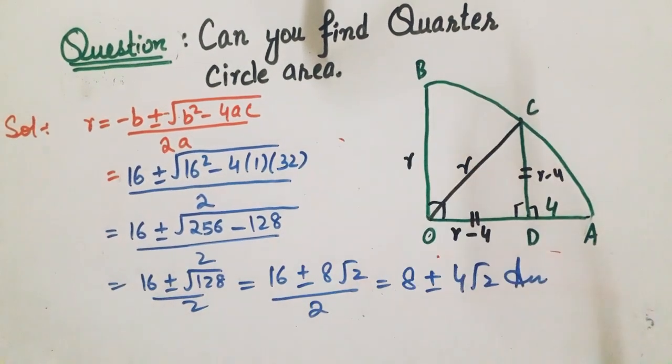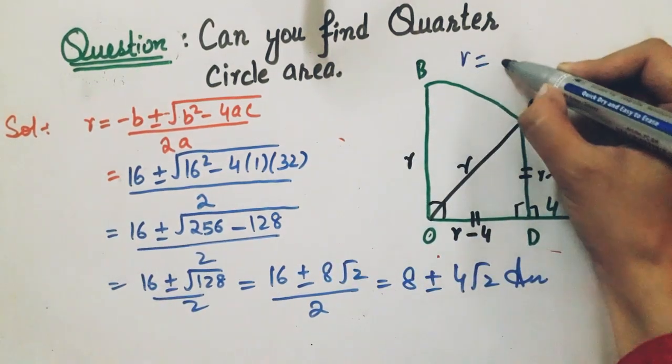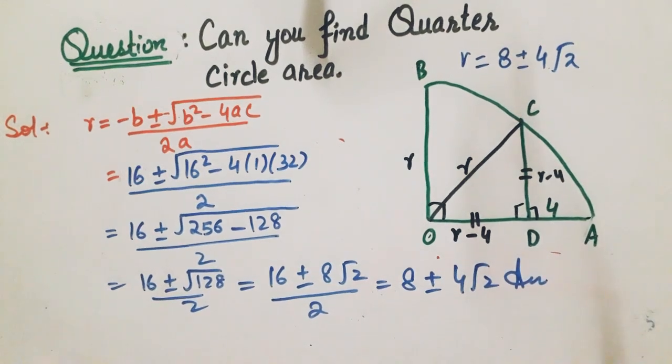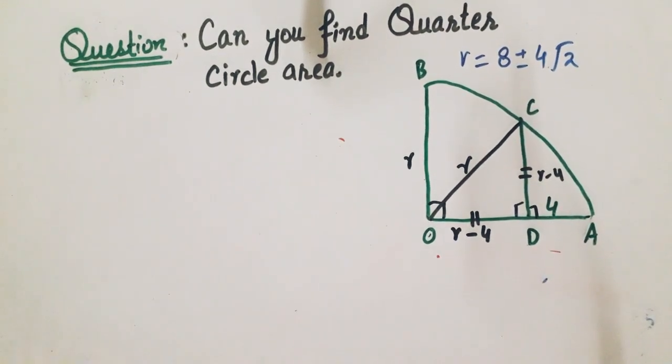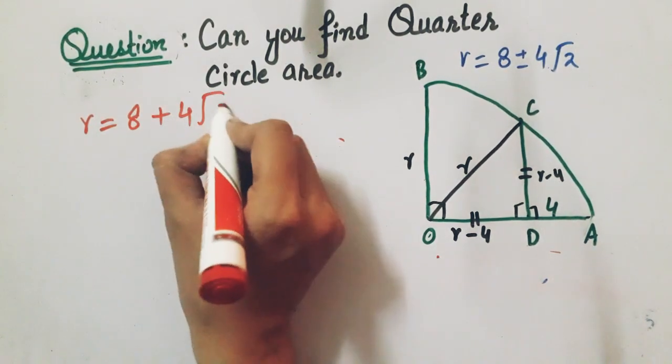Now we have to find the quarter circle area. So we write the radius value here. R equals 8 plus minus 4 square root 2. We will consider only the positive value because radius is positive. So the radius is 8 plus 4 square root 2.